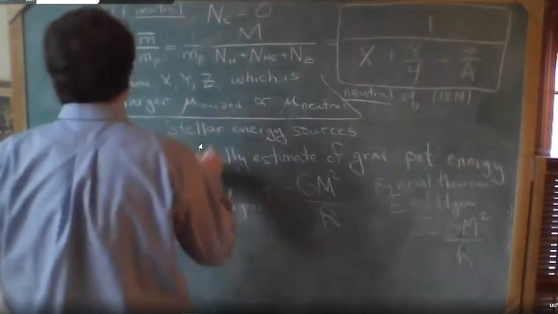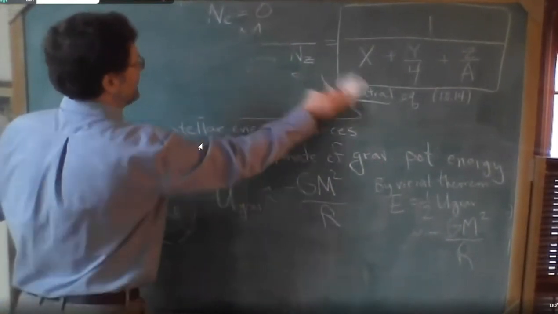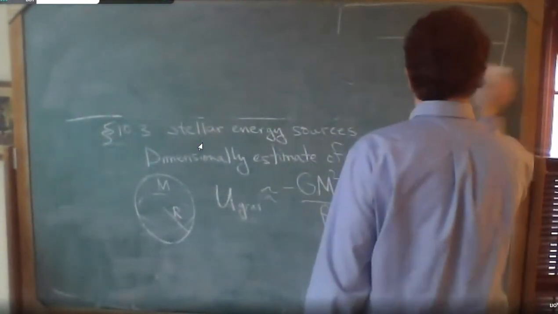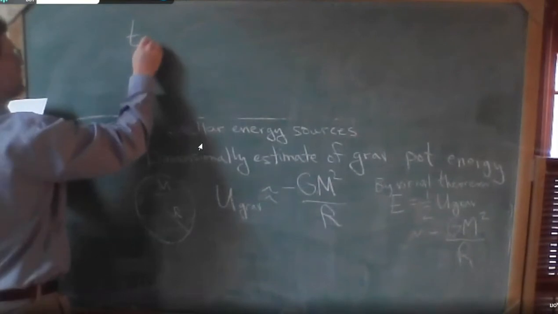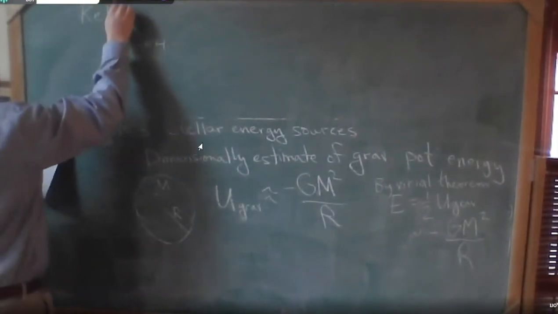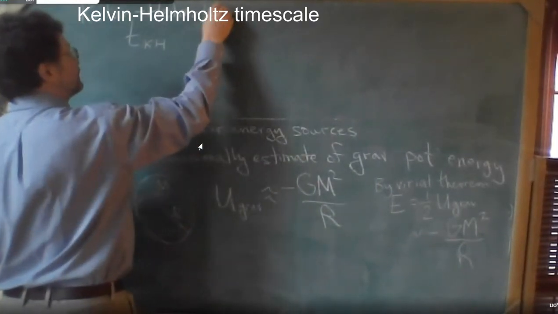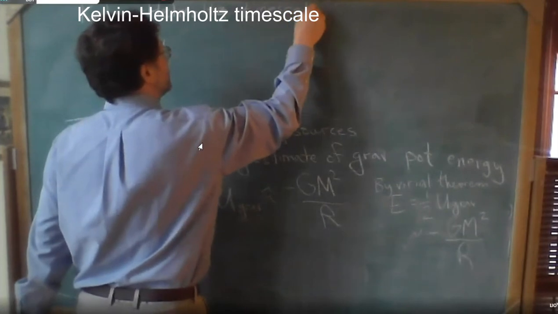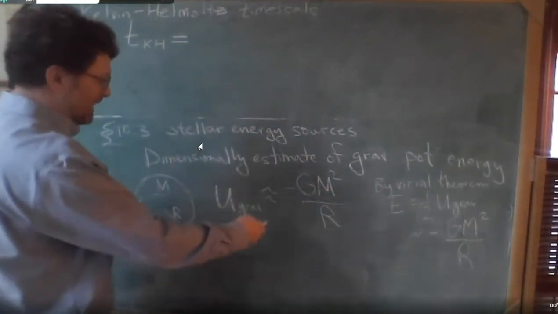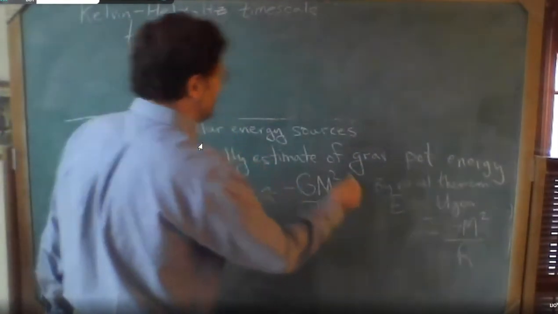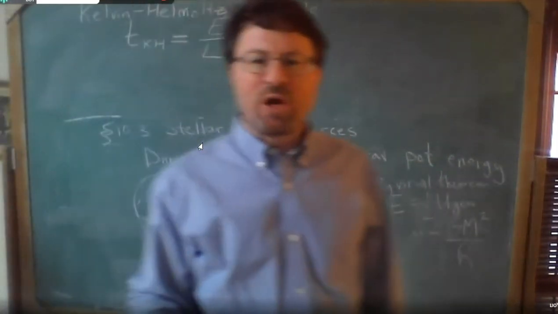This allows us to introduce what's called the Kelvin-Helmholtz timescale. And I can think about the Kelvin-Helmholtz timescale here in two separate but related ways. First of all, the way you calculate this Kelvin-Helmholtz timescale is to take the available energy and divide it by the luminosity. So the available energy here, it doesn't matter because I'm making an estimate, either U grav or E. And I could take that energy and divide it by the rate at which the energy is being used up. Remember, luminosity is an energy per time.